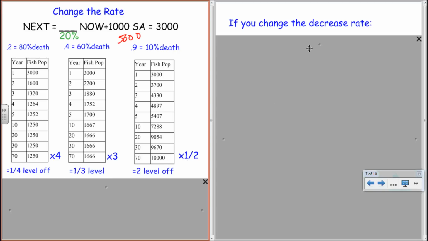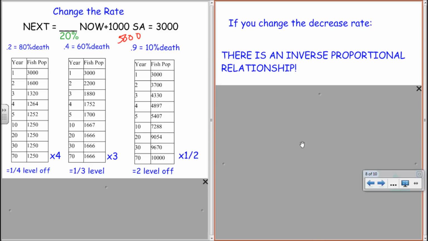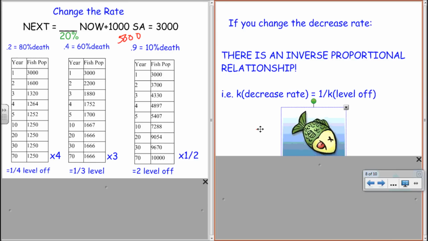So if you change the decrease rate, what actually happens is we call it an inverse proportional relationship. What that means is, just like we had direct, we have an inverse proportional relationship. That proportional word is important. And here's essentially the relationship we get for this. If I multiply the decrease rate by some number k, times 4, times 3, times 1/2, the level off is always going to be 1 over k as big. So that's that inverse proportional relationship.